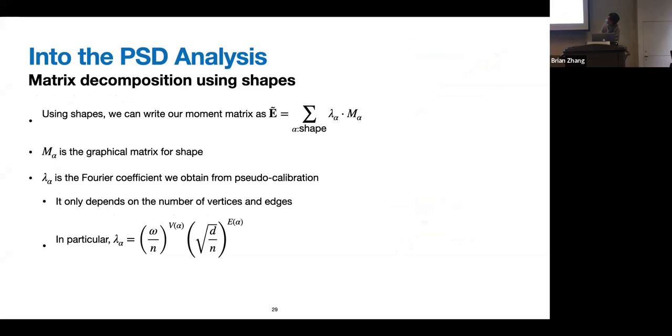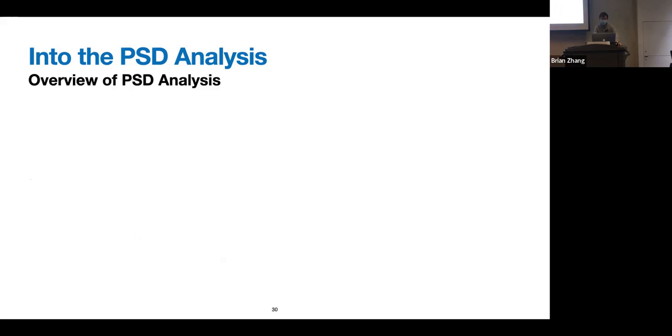So using shapes, you can write our moment matrix nicely in this basis, where M alpha is just the graphical matrix we just defined, and lambda alpha is the Fourier coefficient we obtain from pseudo-calibration. And recall that it only depends on the number of vertices and edges. In fact, it has a very nice formula, which is omega over n to the v alpha, and root d over n to the number of edges. So basically, we are saying the moment matrix we have is just summing over a bunch of shapes in this formula. So now we just need to show this thing is PSD.